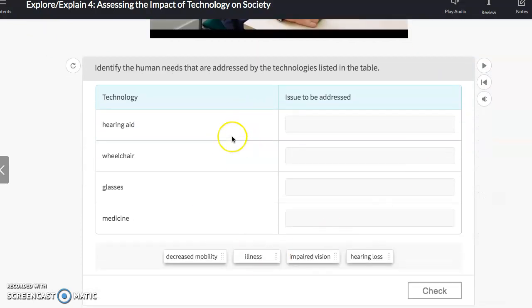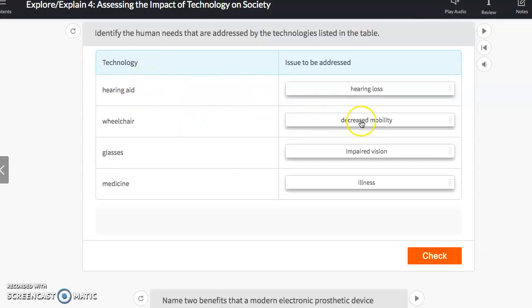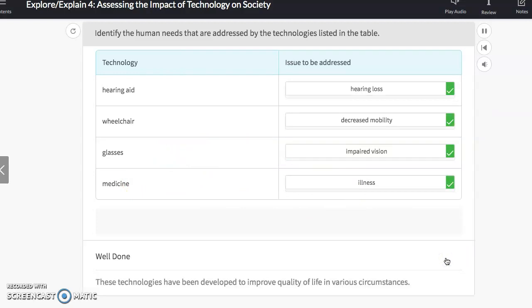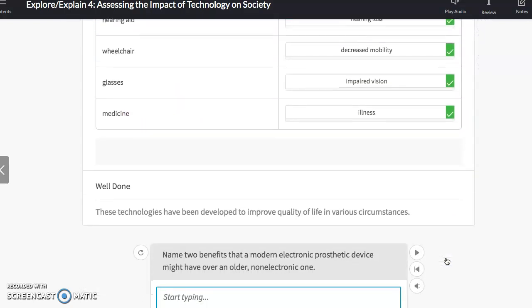So if it's a hearing aid, that's helping because you have hearing loss. So we're going to put hearing loss up here. If you have a wheelchair, that's probably because you have decreased mobility. If it's glasses, that's more an impaired vision. And if you need medicine, it's usually because you're ill. We put all those in that place. Okay, so now hearing aids with hearing loss, wheelchair with decreased mobility, glasses with impaired vision, and medicine with illness. Okay, you can pause and move on.